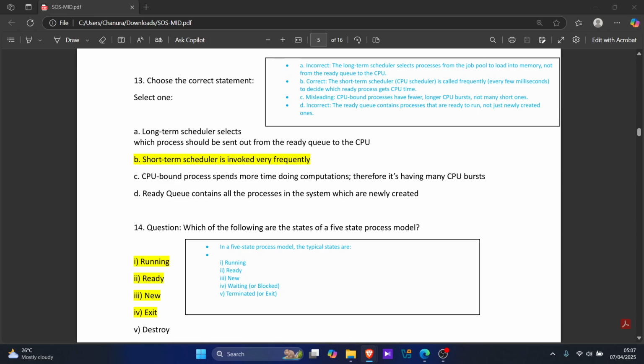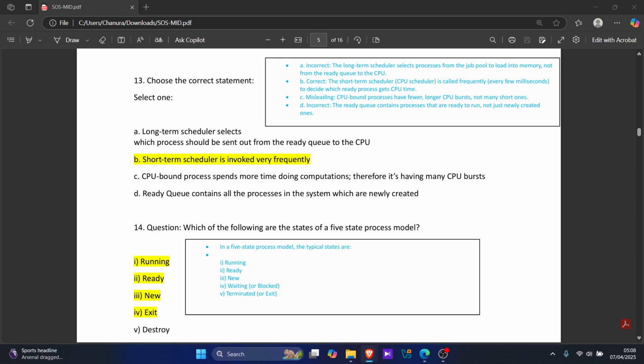Option C, CPU-bound process spends more time doing computations, therefore it's having many CPU bursts. Wait, CPU-bound processes are characterized by longer CPU bursts rather than many short ones. I/O-bound processes tend to have many short CPU bursts because they frequently wait for I/O. So a CPU-bound process would have fewer, longer CPU bursts. So statement C is actually incorrect. The reasoning here is wrong because many CPU bursts would imply shorter ones, which isn't the case for CPU-bound.